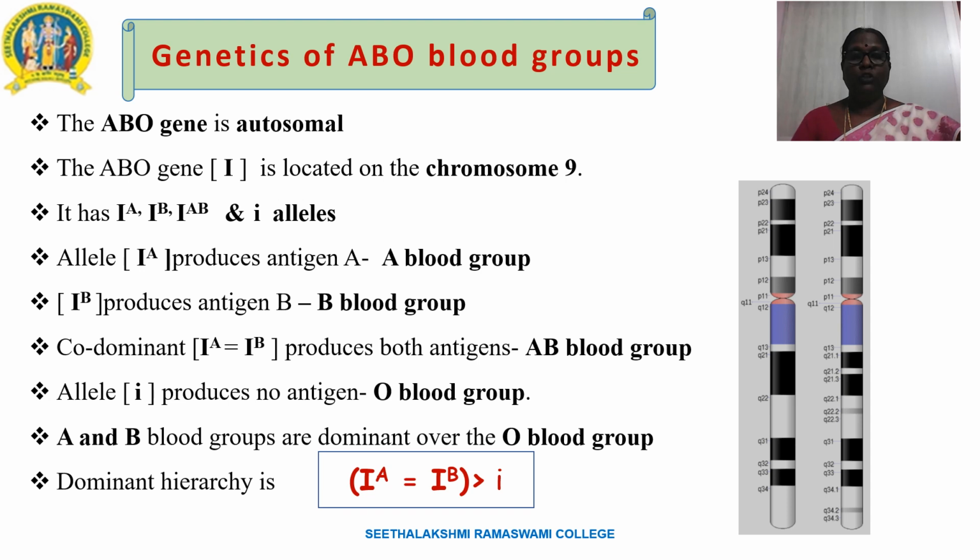Capital IA produces antigen A, that is A blood group. Whereas in B blood group, IB produces antigen B. IA and IB are co-dominant and produce both antigens in the AB blood group. Small i produces no antigen in the O blood group. A and B blood groups are dominant over the O blood group. The dominance hierarchy is: IA is co-dominant to IB, and both are dominant to small i.